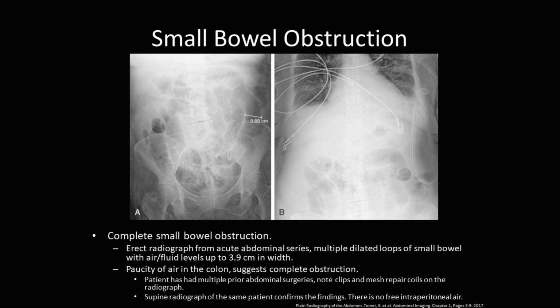This is a complete small bowel obstruction. I use this one just to show that if you measure it, this is in fact 3.89, which is greater than our limit of 3 centimeters. And then also we hear this term paucity of air in the colon. Essentially that means that there is a lack of air within the colon and the rectum, which would normally be there, that we do not have in this, and that means that we likely have a complete small bowel obstruction.